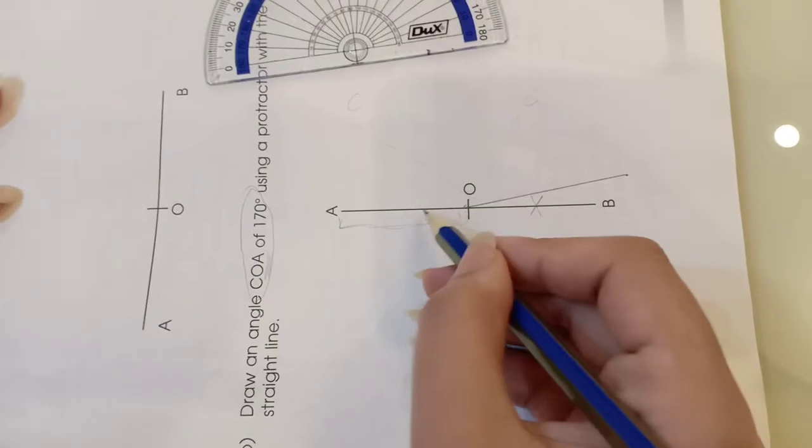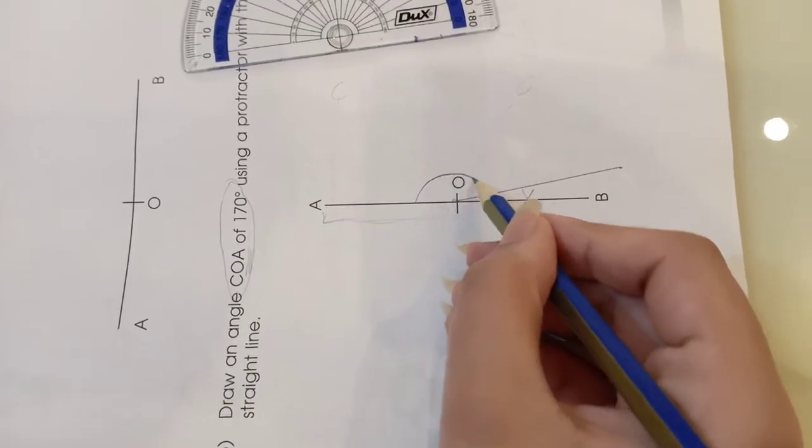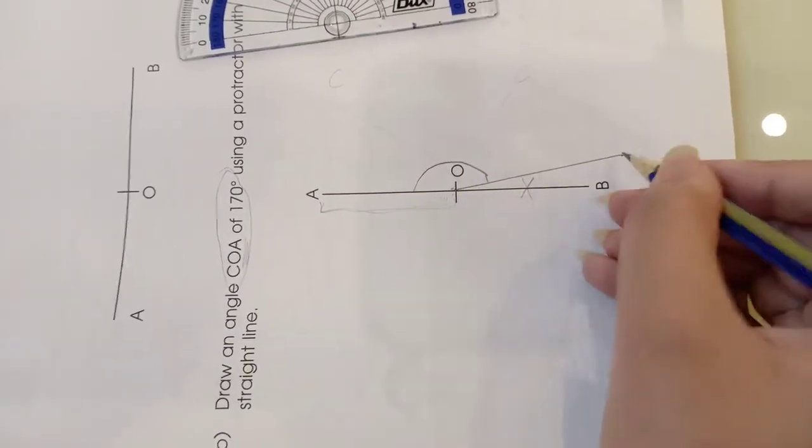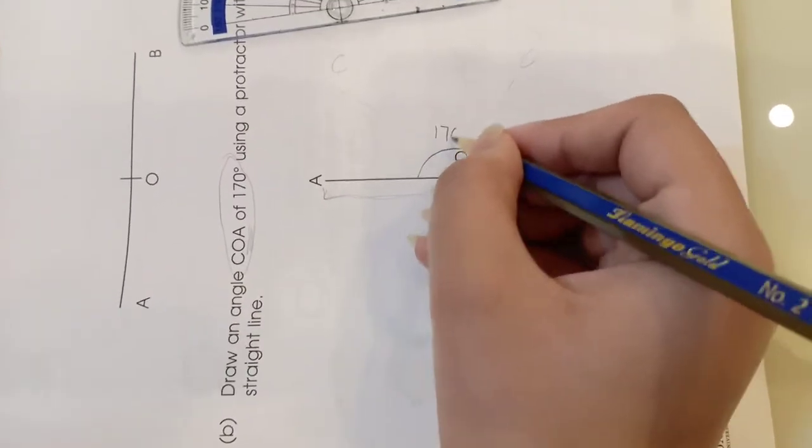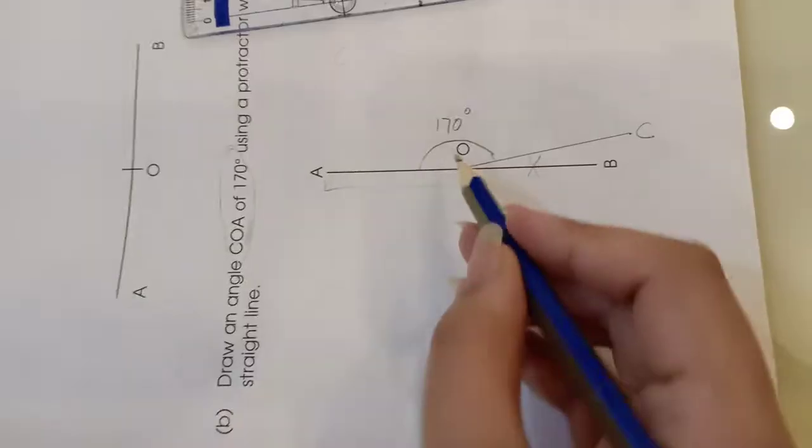Okay. Now the angle was formed between AO and OC. You will name it C and you will draw an arc here. You will write 170 degrees and now the angle of 170 degrees is formed.